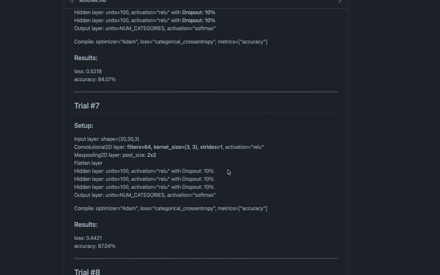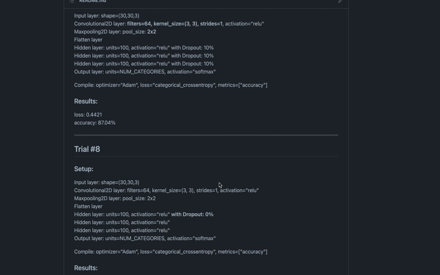For the next trial, I just modified the parameters of my convolutional layer. I changed the number of filters, the kernel size, and the strides. Also for the max pool layer, I changed the size of it. The accuracy went up a little bit, only up to 87%. I thought, okay, this is good, but I'm sure it can be better.